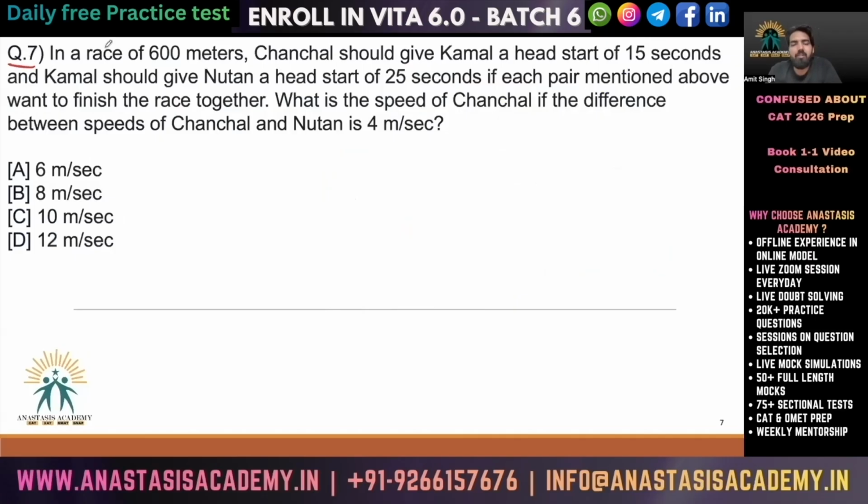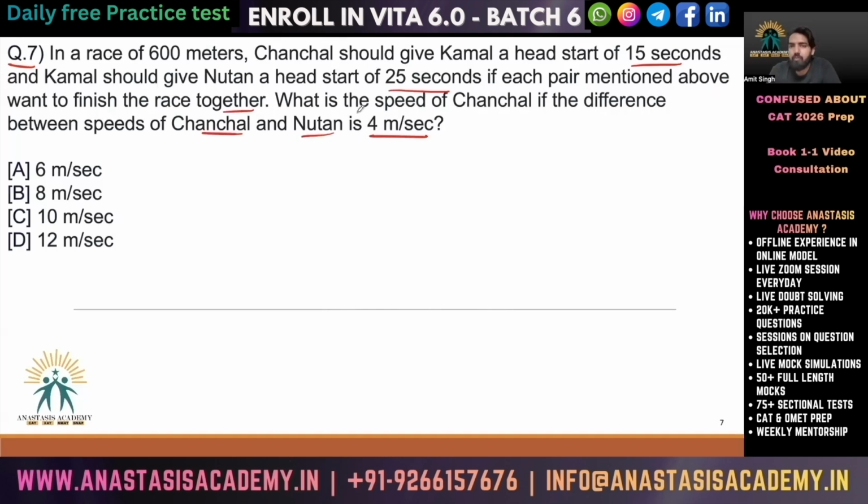Let's look at this question now. In a race of 600 meters, Chanchal should give Kamal a head start of 15 seconds and Kamal should give Nutan a head start of 25 seconds. If each pair mentioned above want to finish the race together, what is the speed of Chanchal if the difference between speeds of Chanchal and Nutan is 4 meters per second?